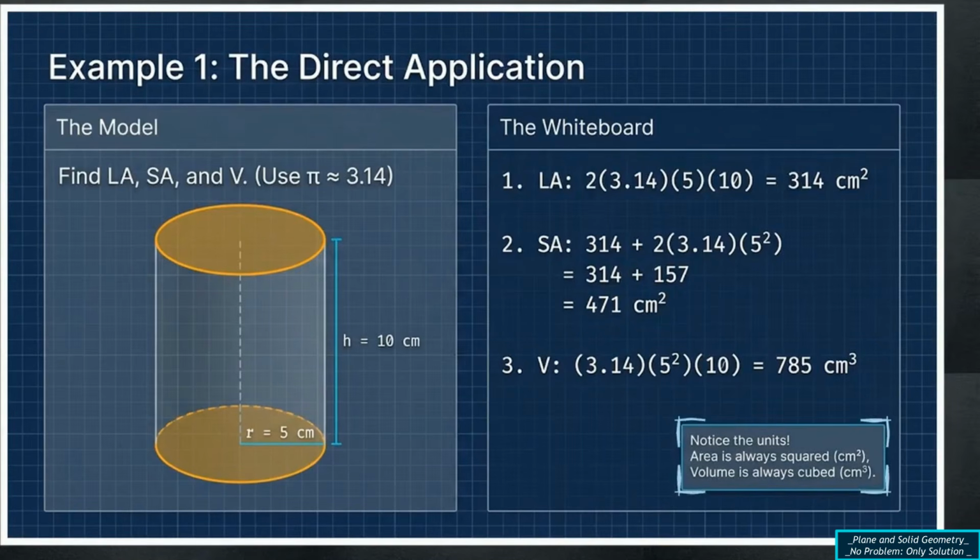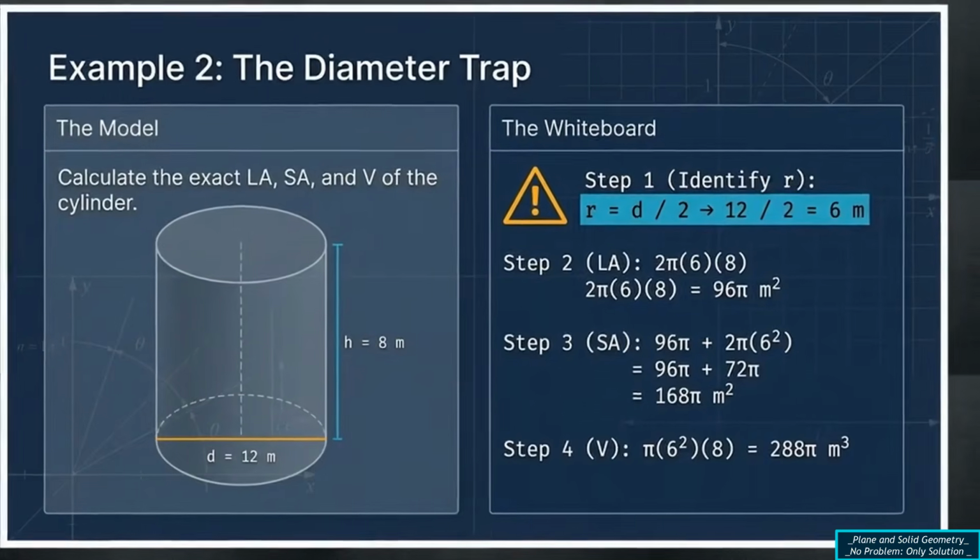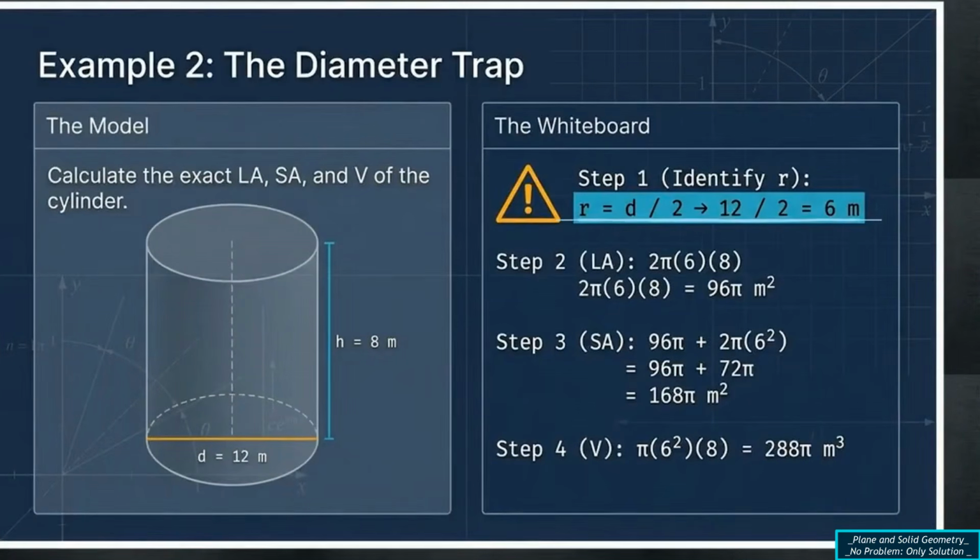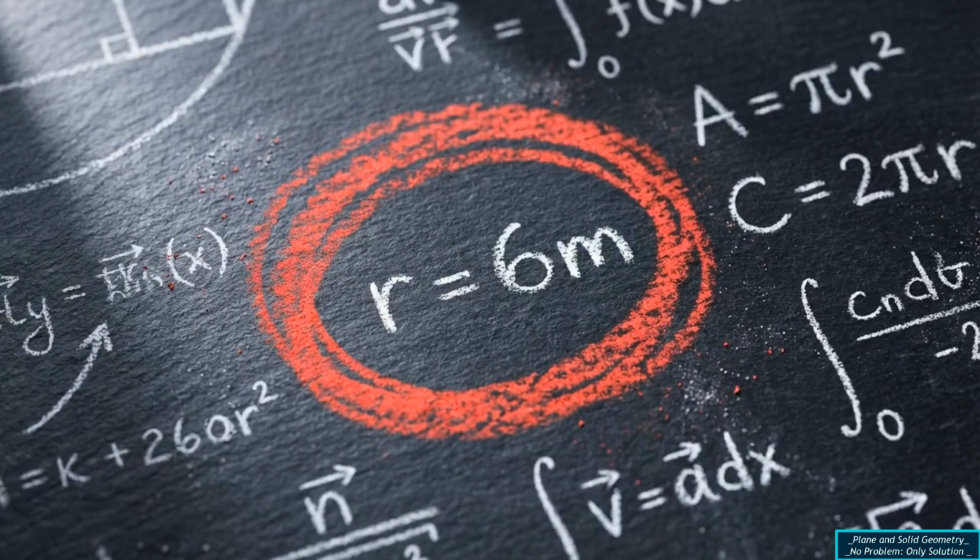The yellow line represents 12 meters, the base's total diameter. You must divide that value by 2 before using the formulas. 12 divided by 2 yields a radius of 6 meters. Confirming the radius value is a key step in ensuring accurate geometry calculations.